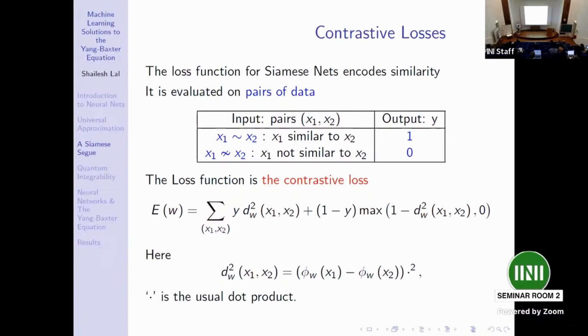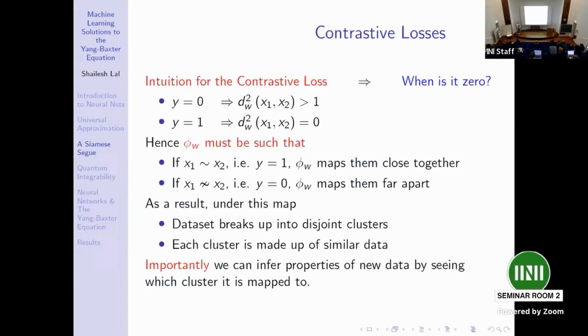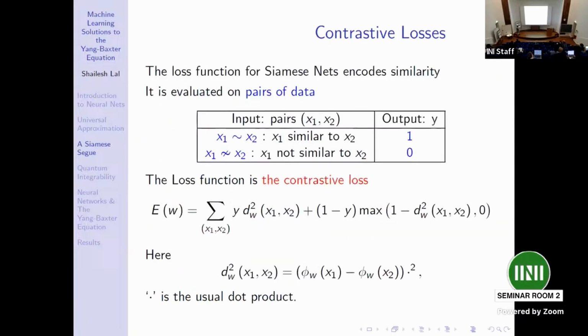Okay, and this is the usual dot product. And again, the intuition for the loss function, the same thing that you might ask for the mean square error, it's not very different. You just ask, when is it 0? So the embedding must be such that when x1 is similar to x2, so y is equal to 1, then phi w must map them close together. So when y is equal to 1, the target distance is really 0, right? So y is equal to 1, distance must be 0.